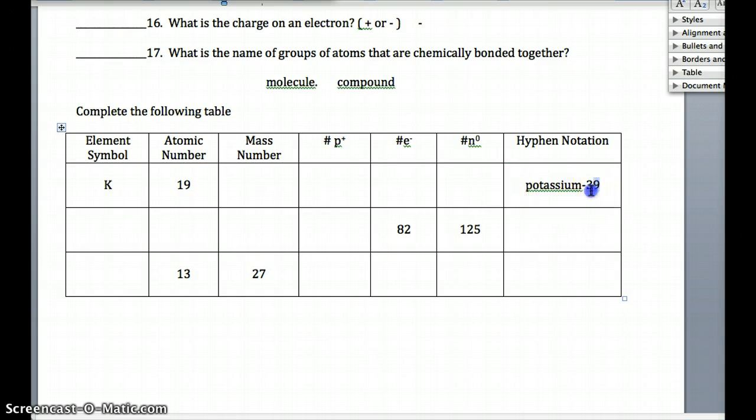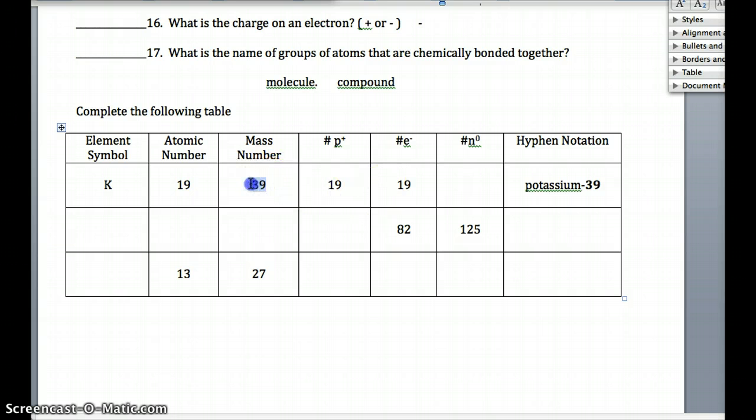In the notation, the mass number is given as 39. The number of protons we defined earlier in this test as being equal to the atomic number. Since the atomic number is 19, the number of protons is 19, and the electrons are equal to the protons, at least until Monday, when we learn something new.